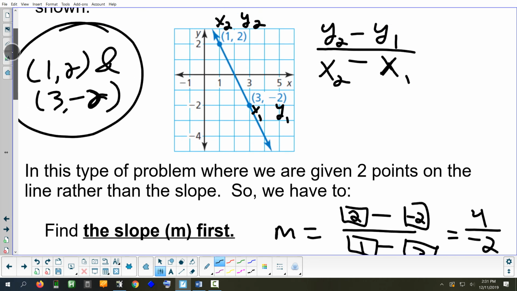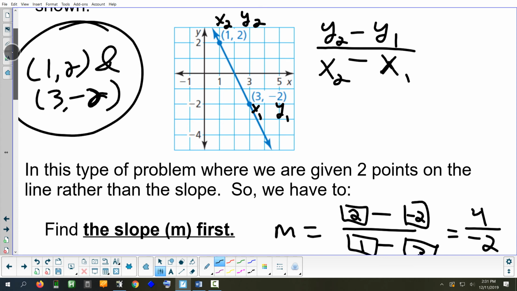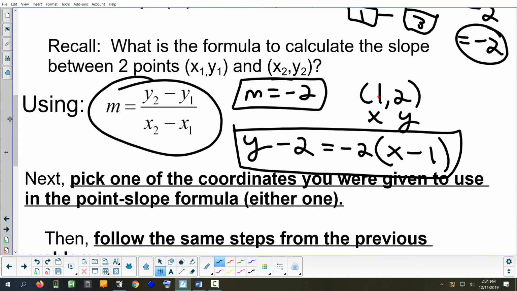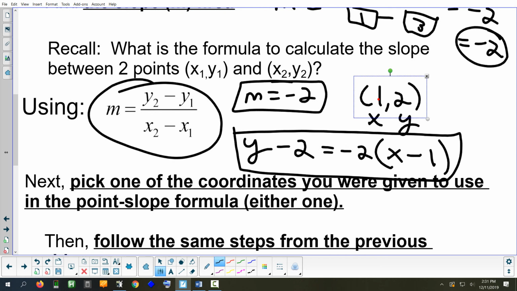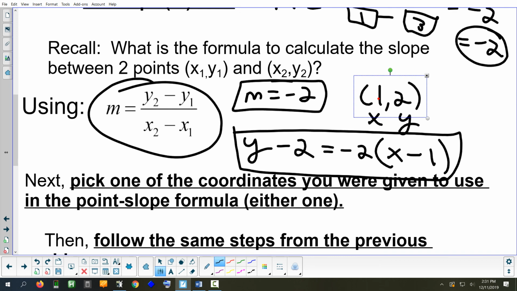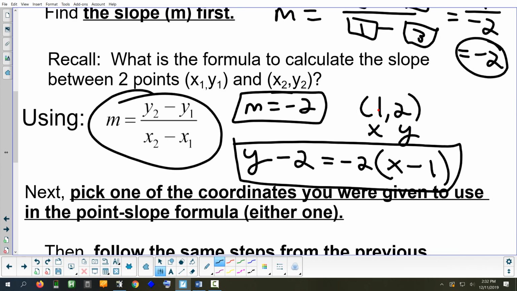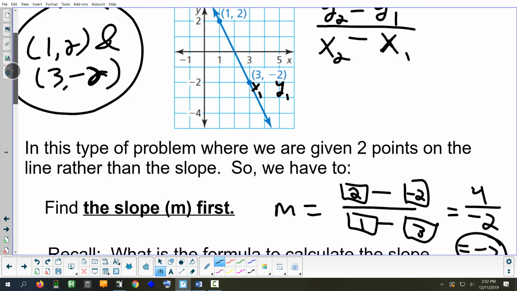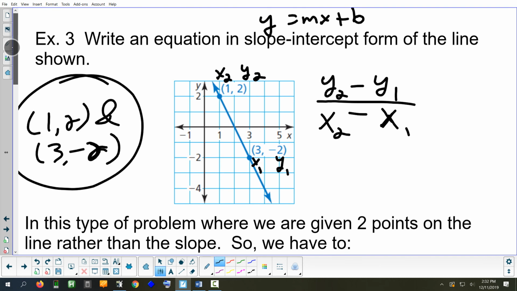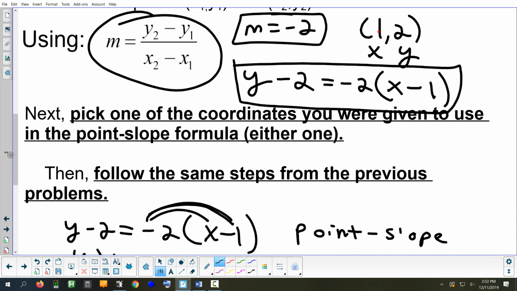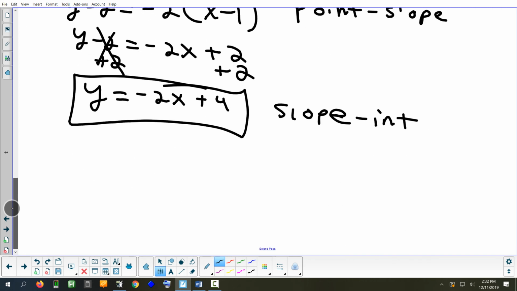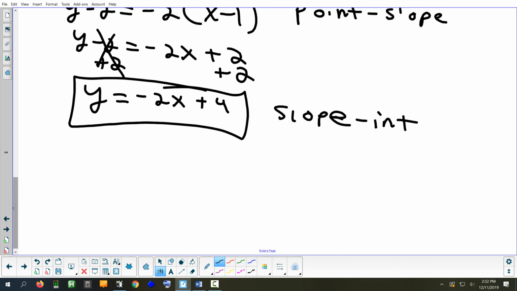So first thing we had to do was find the slope. Then we filled in the slope and a point into the formula. And if they said leave your answer in point slope, you could have stopped right there. But the directions said slope intercept, and Lucas told us that's y equals mx plus b. So we had to do the extra step of distributing the -2 and then adding the 2. You don't always have to do the extra step. And in the last two problems, we're not going to do the extra step.